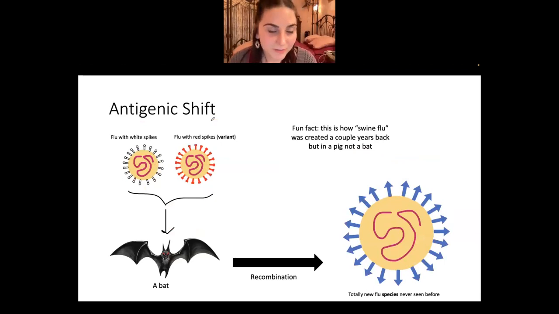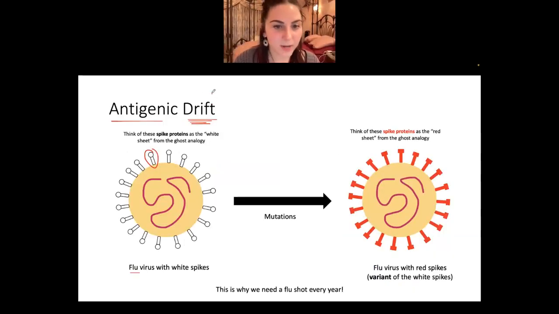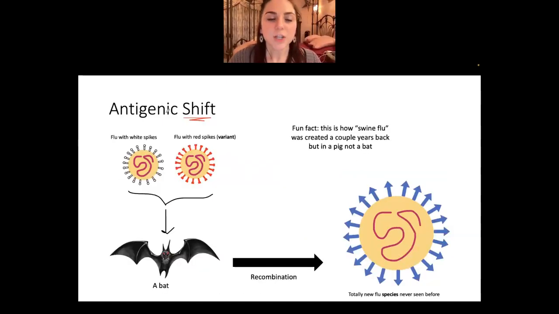Antigenic shift is now we're shifting. We are massively shifting. We have a totally different strain now. So drift, think variant. Shift, think strain. So think of a new strain, a new species, a new whatever.